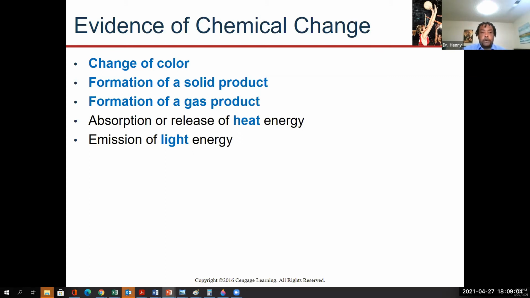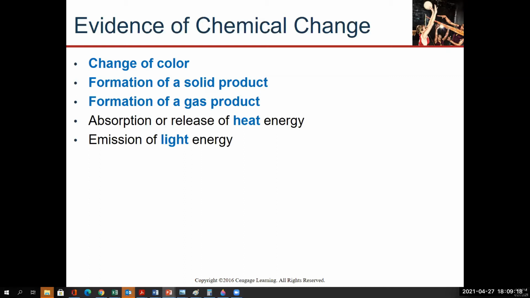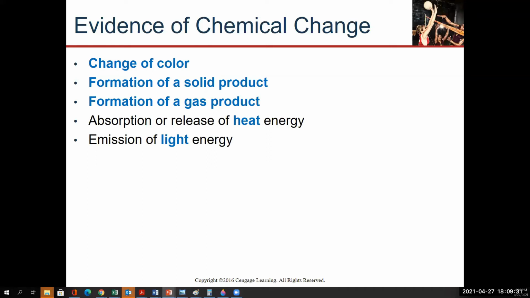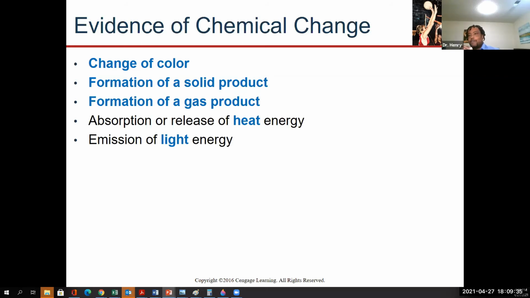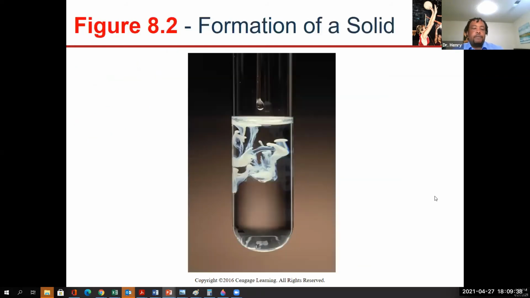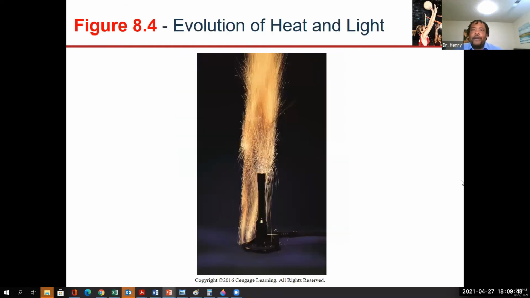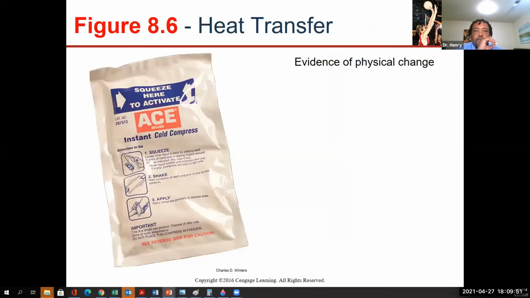When you guys broke the glow stick, what happened? There was a change of color. What happened when you added the baking soda to the vinegar? Formation of a gas product. Okay. So those are all examples of chemical reactions, right? And you guys remember chemical reactions versus physical reactions back in the very first chapter. You thought you were going to get rid of it, right? Okay.